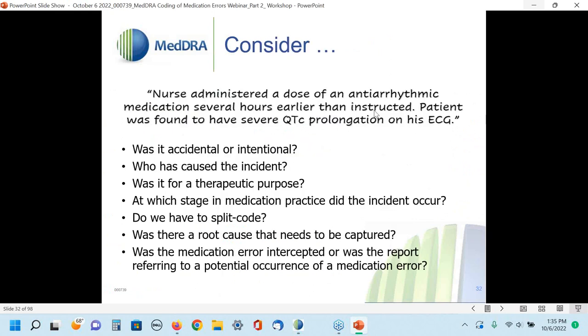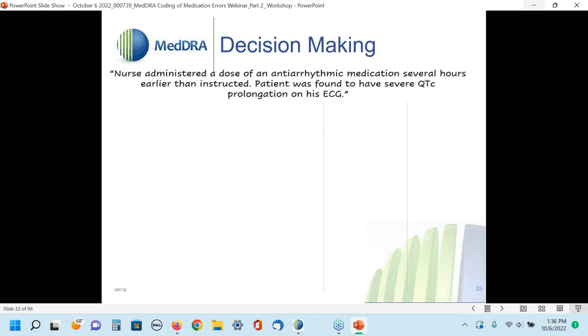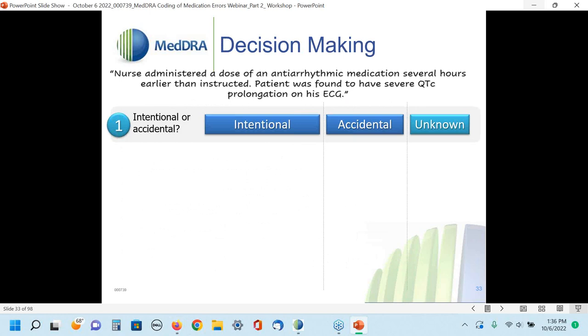So again, got a dose of antiarrhythmic several hours before it was supposed to be given, and it produced severe QTC prolongation. Intentional or accidental? We don't really know. It doesn't tell us, but it does tell us that it was a nurse and that it was a therapeutic intention of giving this person an antiarrhythmic drug. Now, the other ones I'm not really going to address because they're not really going to help us with coming down to our decision tree of where we should be looking in the MedDRA terminology. But again, intentional, accidental, or unknown.